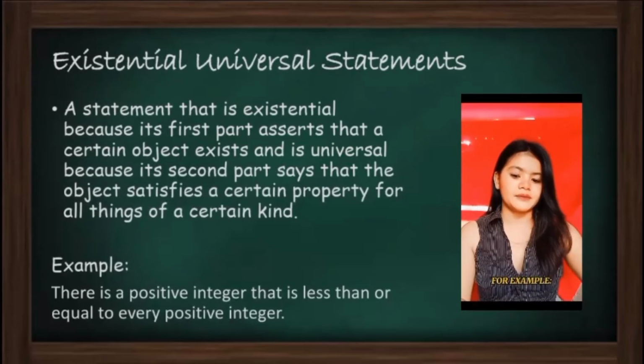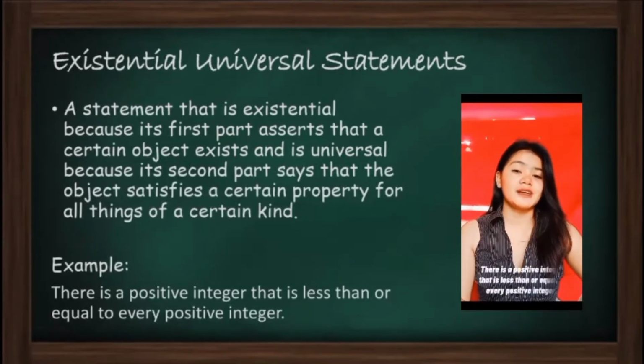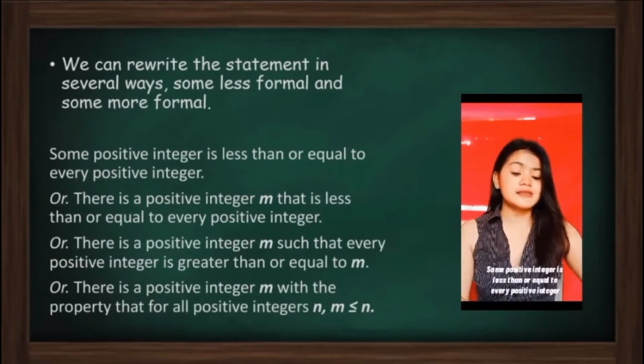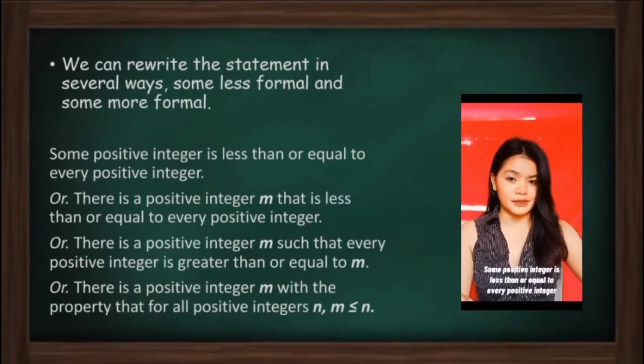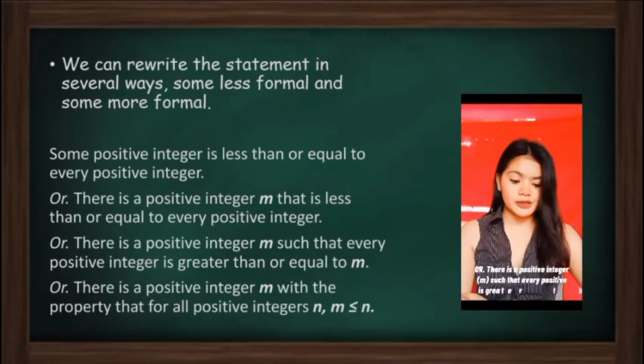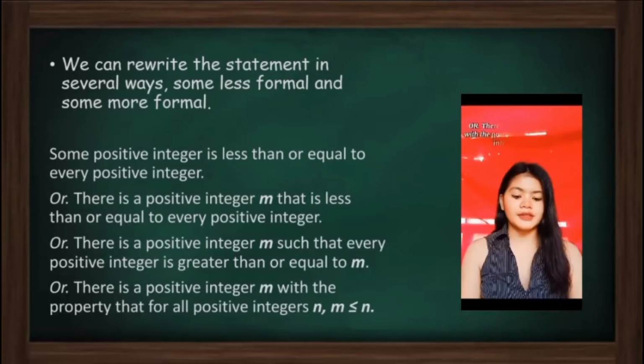For example, there is a positive integer that is less than or equal to every positive integer. It can be rewritten as: some positive integer is less than or equal to every positive integer. Or, there is a positive integer m that is less than or equal to every positive integer. Or, there is a positive integer m such that every positive integer is greater than or equal to m. Or, there is a positive integer m with the property that for all positive integers n, m is less than or equal to n.